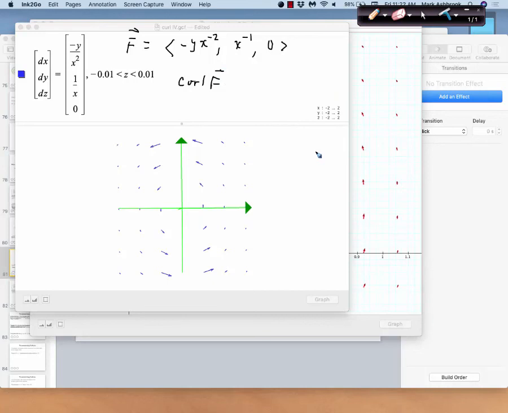Okay, and I'm going to take attendance. Write it down. I've got to take it off the screen, so I'm going to mute the screen here for a sec. Make sure you've got that down, and you're calculating the curl of F to see what it is.